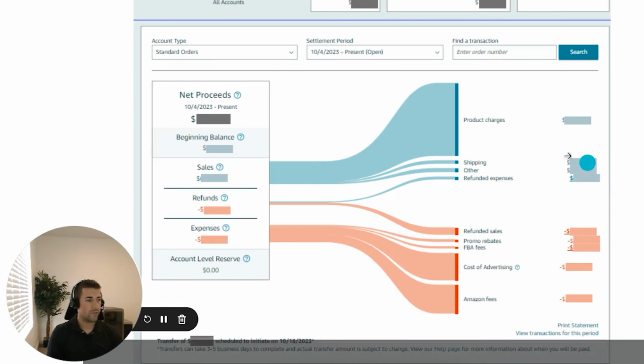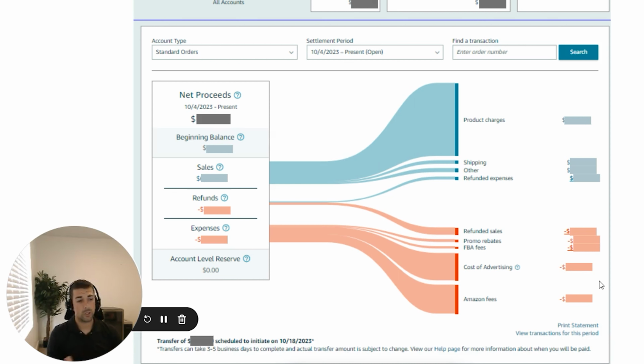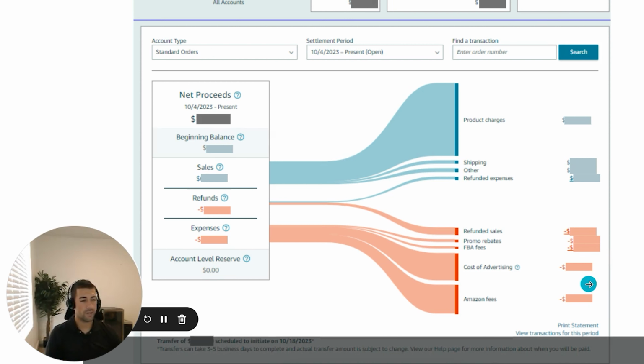Now you have all sorts of different charges in here. For this account, we do have cost of advertising that does come in here. But if you are doing yours via credit card, it will actually not be showing up here. That would come out as a separate expense, and you take care of that separately, which means this fee of cost of advertising will not be deducted from your overall payout so that you can then pay your credit card.